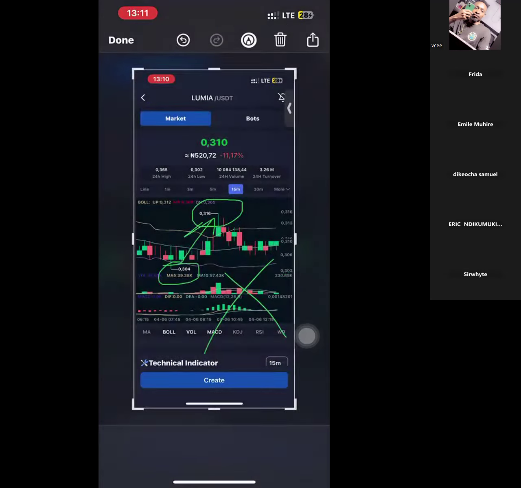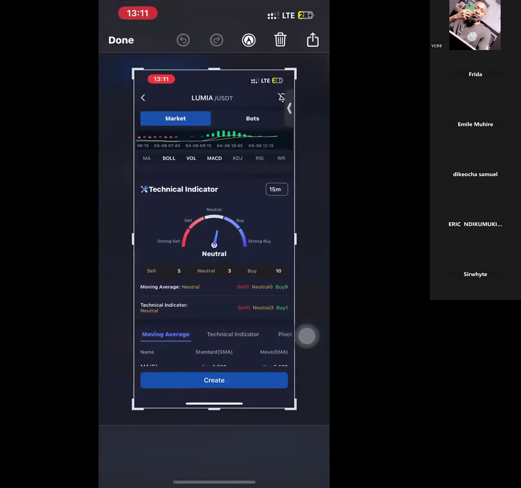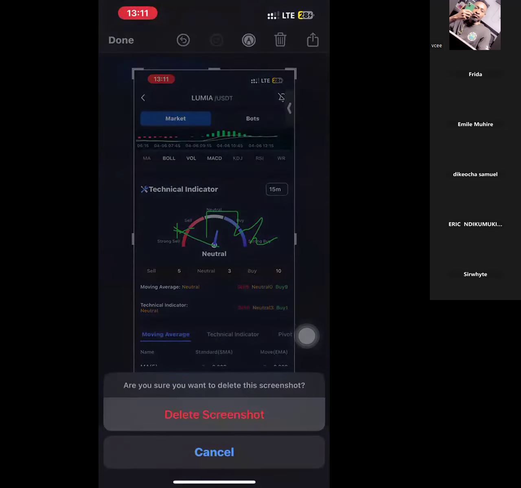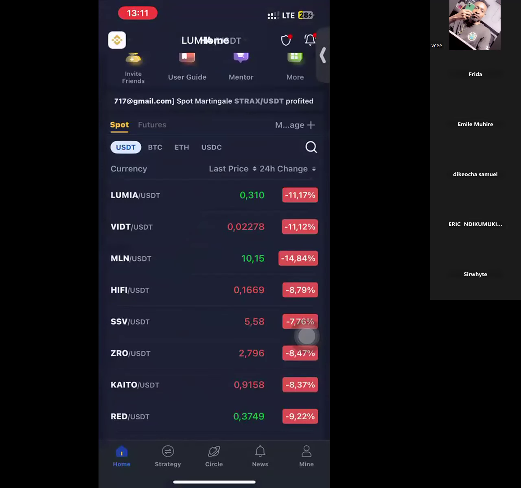To confirm that, if you scroll down, you see that the coin is pointing at neutral. And we need a coin that will be pointing at strong sell. Must be pointing at strong sell only. Once it's pointing at something else, we don't need it. So we go ahead and check another coin. The next one, VIDT.